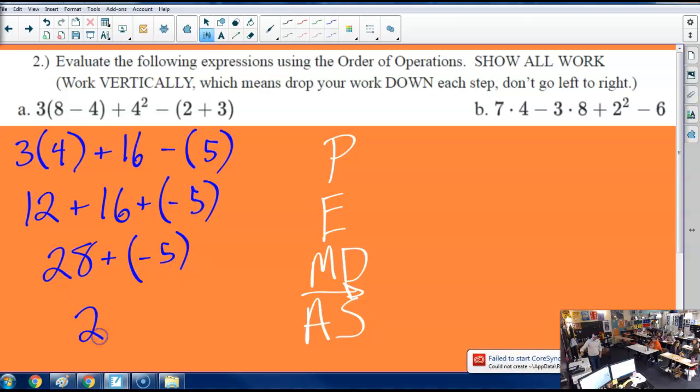Then fights with a bad guy 5, and still wins by 23. Is that right? Yes. Okay, just double checking. Check your work.